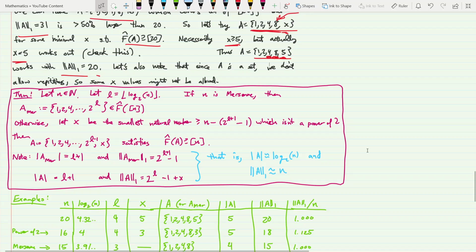Okay. The last theorem here is, okay, we'll read through it. Take n a natural number, take L to be floor of log base 2 of n. Then we have two cases. One, if n is Mersenne, just take all the powers of 2 up to 2 to the L. That'll be a solution to the inverse problem here, I think this is inverse image there. Yeah. Otherwise, let x be the largest natural number greater than the remaining difference. Right, this part here is the sum of these elements.